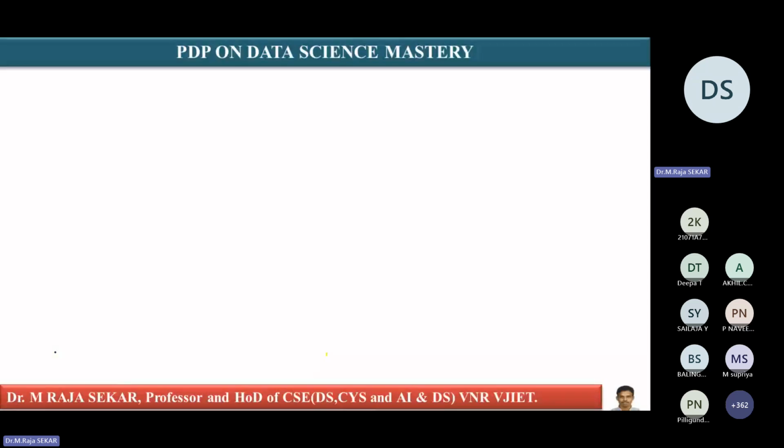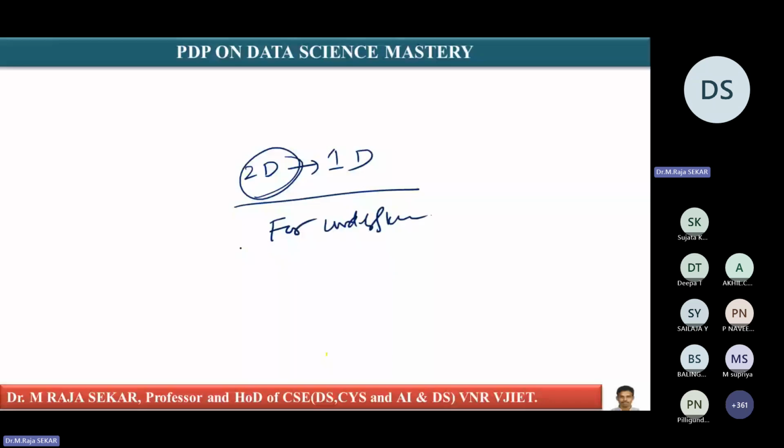I would like to show you one simple example, something like 2-dimensional to 1-dimension. You may ask me, why are you reducing 2-dimensional data? Anyway, you can visualize 2-dimensional data. What is the necessity of reducing 2D into 1D? It is only for understanding's sake. I am explaining this example only for understanding.